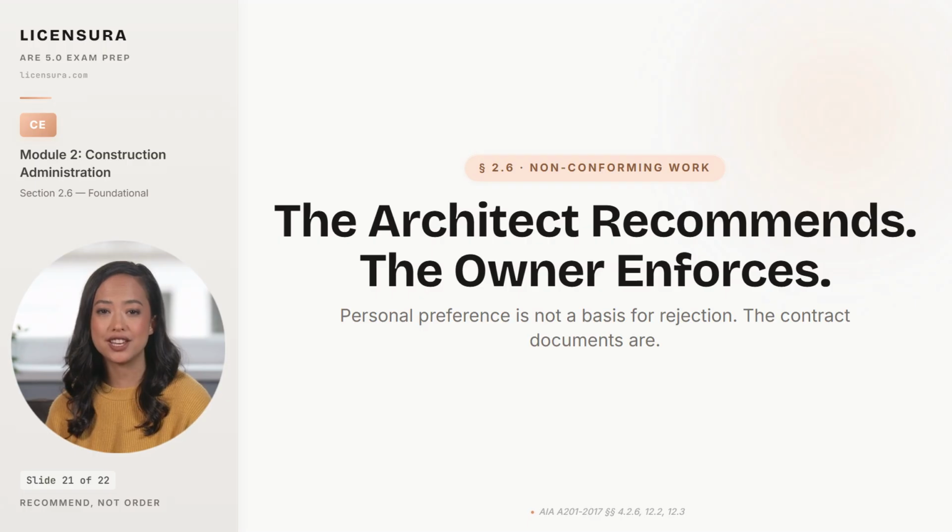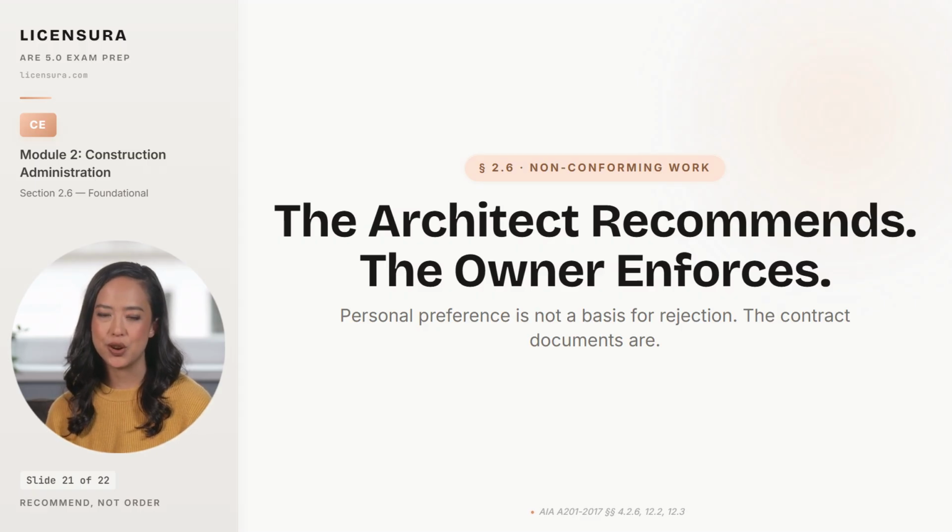Most architects on their first defect dispute want to order the work torn out, and the contract will not let them do it. Per AIA A201, Sections 4.2.6, 12.2, and 12.3, the architect's authority is to recommend rejection of non-conforming work, not to enforce it. The owner enforces. The chain is the architect identifies the non-conformance. The architect notifies the contractor in writing. The architect recommends rejection, and the owner, as the party to the contract with the contractor, directs the rejection. If the contractor refuses, the matter routes into the claims process under Article 15.